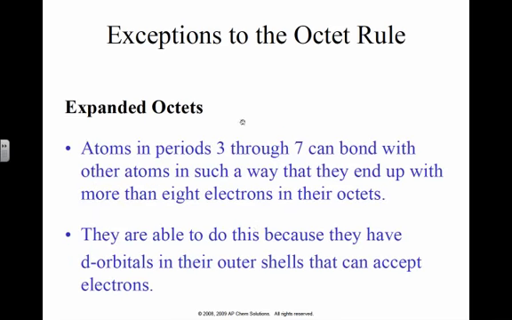Expanded octets: atoms in periods 3 through 7, which means the third energy level through the seventh energy level, can bond with other atoms in such a way that they end up with more than 8 electrons in their octet. So this would be greater than 8. They're able to do this because they have empty d sublevels that they can fill.